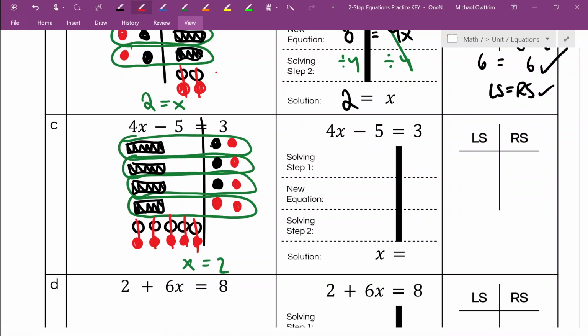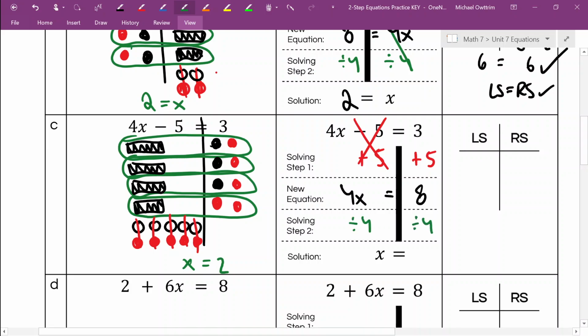In terms of my symbolic work, I'm going to undo the subtracting of 5 by adding 5 to both sides. 5 cancels with -5, leaving us with 4x on the left, and on the right, 3 plus 5 is 8. 4x means 4 multiplied by x. The opposite of multiplying by 4 is dividing by 4, and 4 cancels with 4, leaving us with x, and 8 divided by 4 is 2.